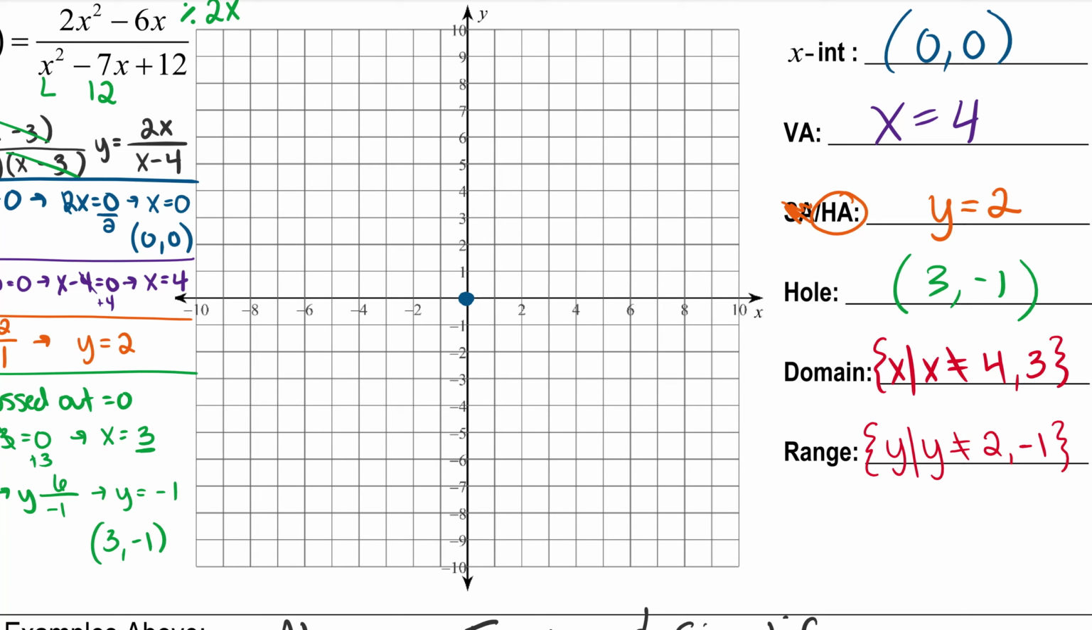Okay. Then I'm going to draw a dotted line on the vertical asymptote. So I go over to 4 and I do a vertical dotted line. Okay, then the next thing I do is horizontal. So I go to y equals 2. I do a horizontal asymptote dotted line.